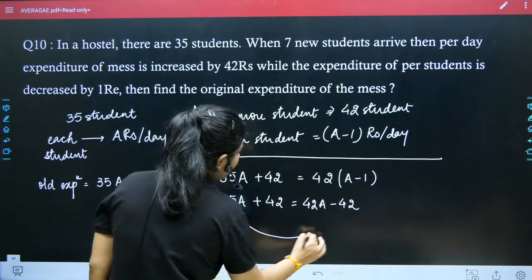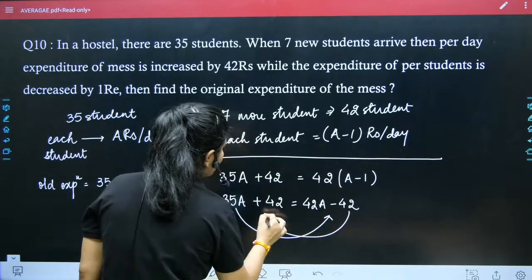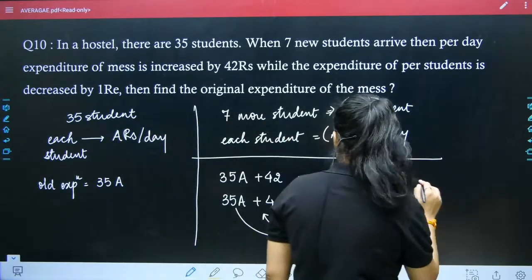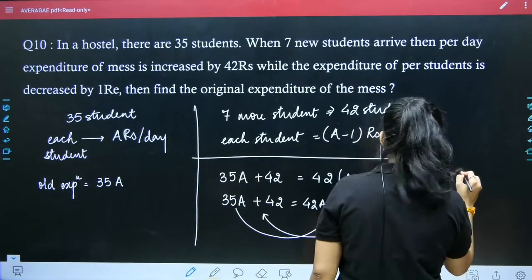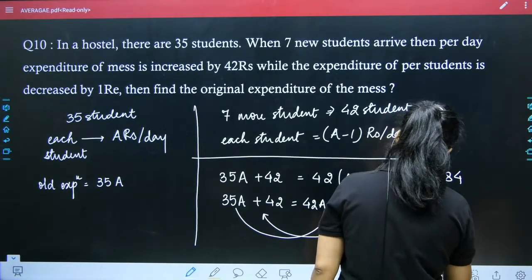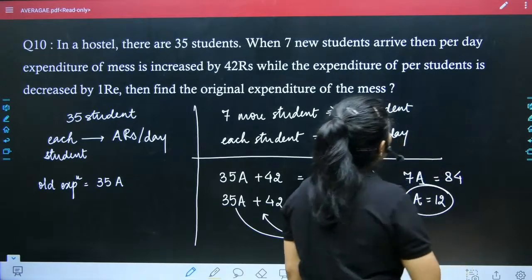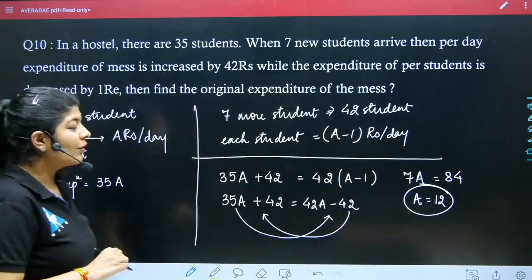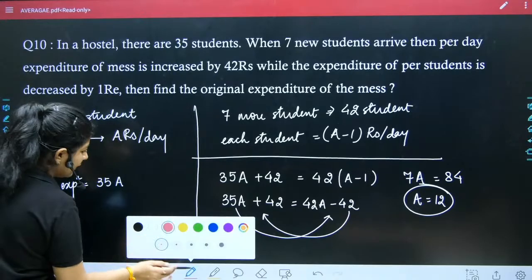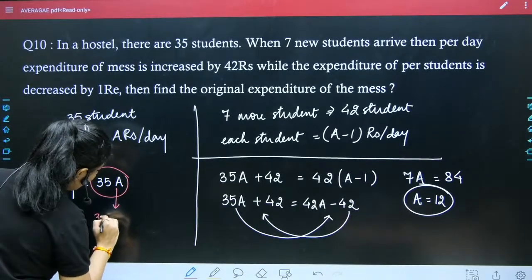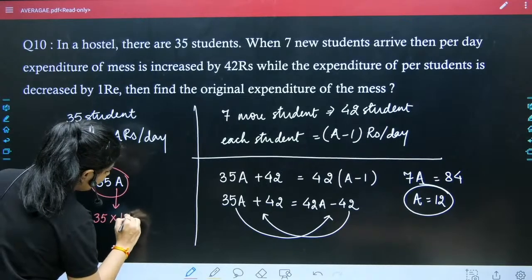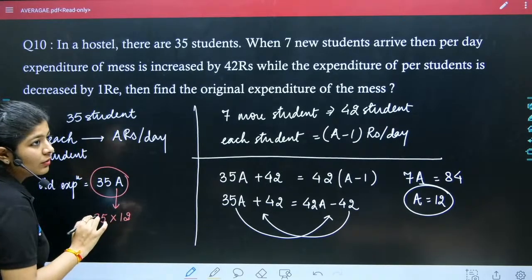So we just simply transfer this A over here and this 42 over here, and what I'll get is 77A is equal to 84. That means A equals 12. Now we have to calculate the original expenditure, that is equal to 35A. So just simply put the value of A over here and we can write 35 into 12, which is equal to 210.